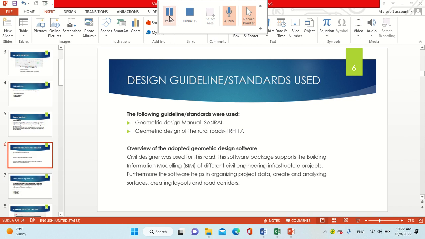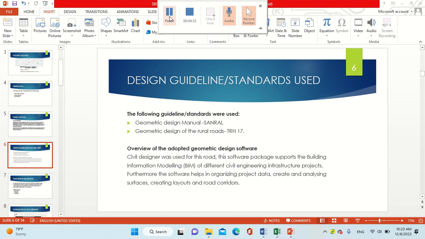Okay, now let's look at the design guidelines and standards used for design. The following guidelines and standards were used: the geometric design manual, SANRAL, and geometric design for rural roads, TRH 17. The overview of the adopted geometric design software.